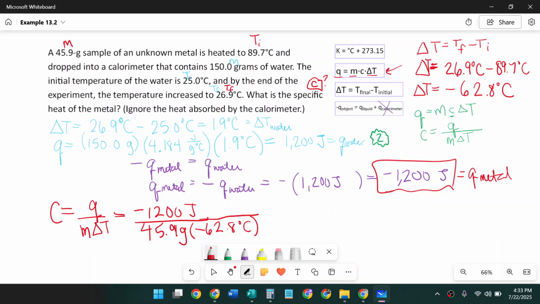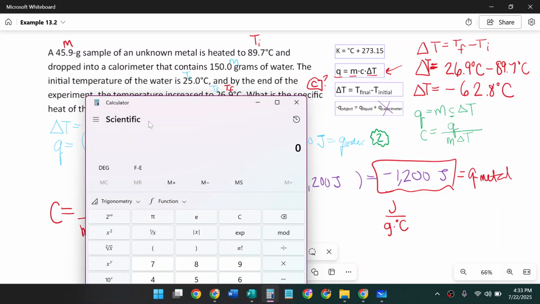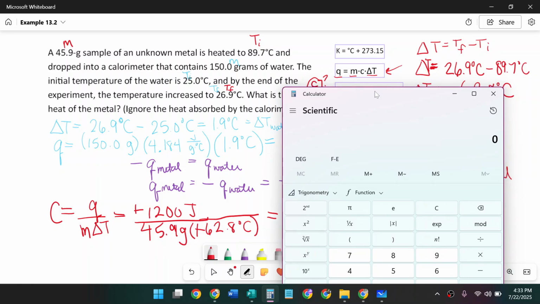We're going to end up with joules over grams times Celsius, which is perfect because that is how C usually is written. So let's go ahead and write that. That way we're all ready. Okay, we have a negative and a negative, so when we divide those are going to be positive. Our answer is going to be positive. And so I'm not going to type in the negatives in my calculator. I just figured that out without the calculator, so I don't have to deal with it. So 1200 divided by, let's put the two bottom numbers in parentheses, 45.9 times 62.8.